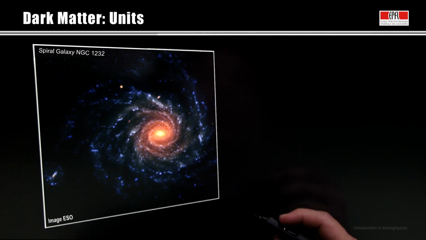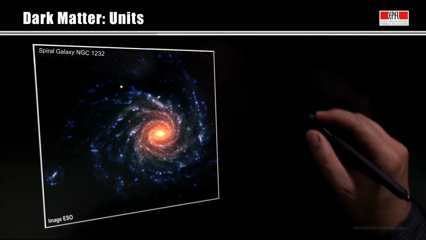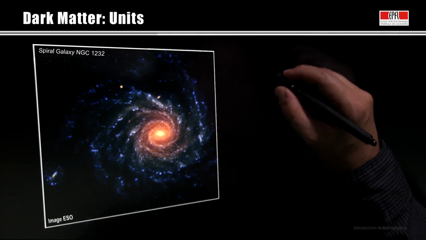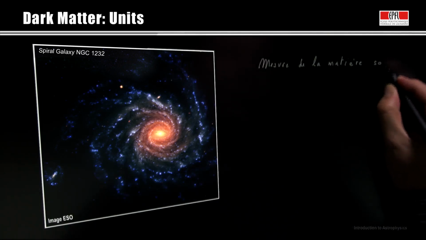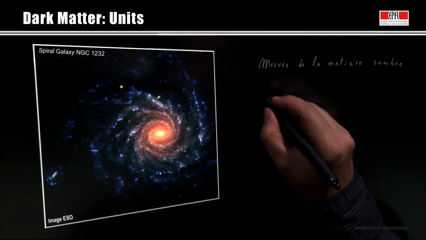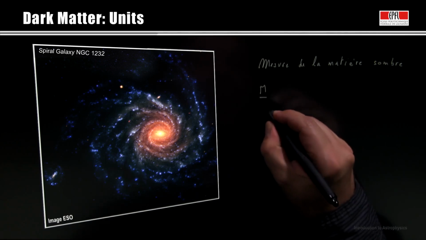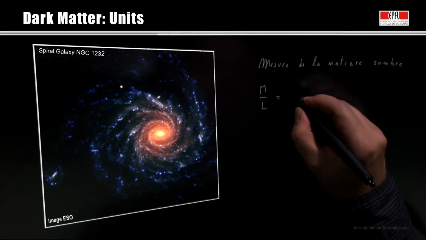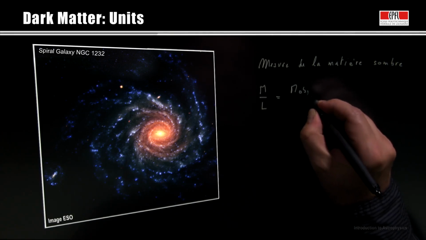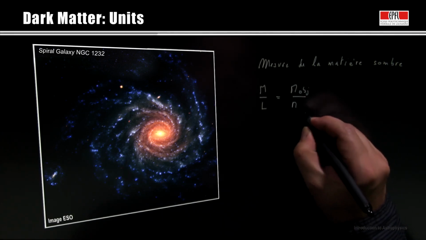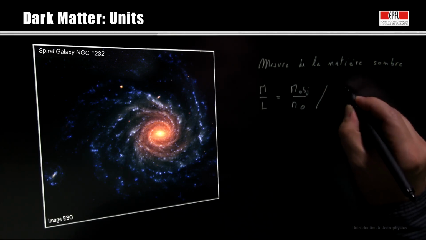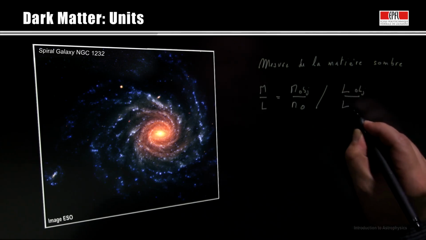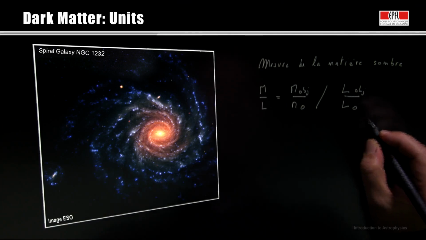Let's see how to reveal the presence of dark matter in spiral galaxies. Just before that, how can dark matter be measured? How is the mass of a galaxy measured as a function of its light output? In fact, the mass-luminosity ratio will be used, expressed in solar units. For example, the mass of an object in solar masses divided by the luminosity of the same object in solar luminosities.